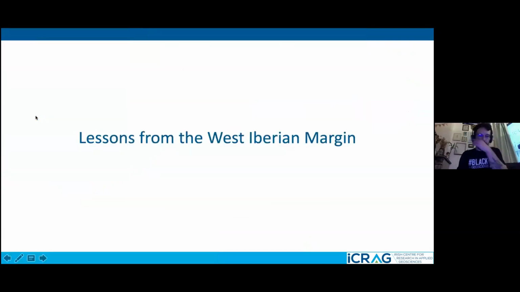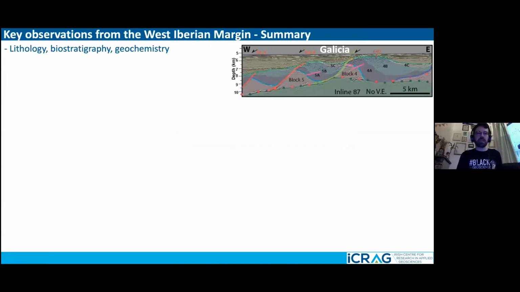So what have we learned from the West Iberian margin? Well, to summarize the previous slides, the ODP data have provided information on the nature of the rocks of the basement, of the pre-rift, syn-rift, and post-rift sequences. They have also provided partial information on the ages of those rocks.